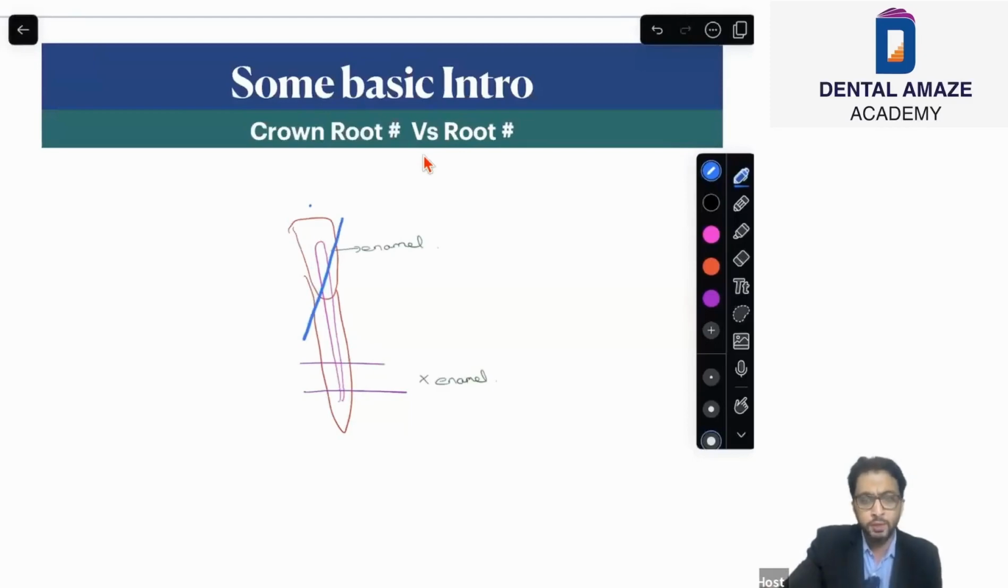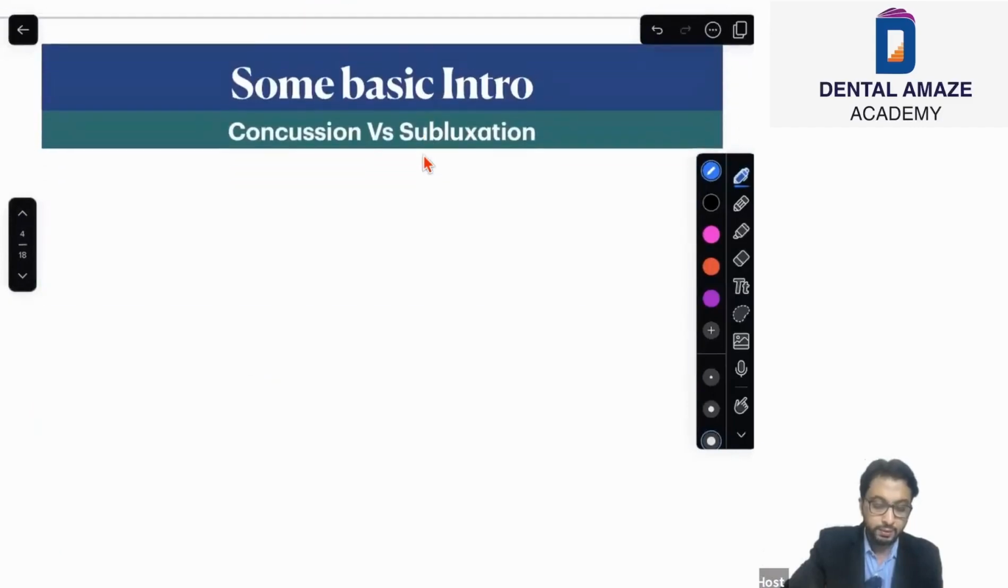Both of them have a different management because you have a structure here which is fractured and you have to decide whether you should remove it or not. And if you remove it, what is the status of the pulp? So the pulpal involvement is there. Whereas in root fracture, there is always a pulpal involvement. Now that's our crown root and root fracture.